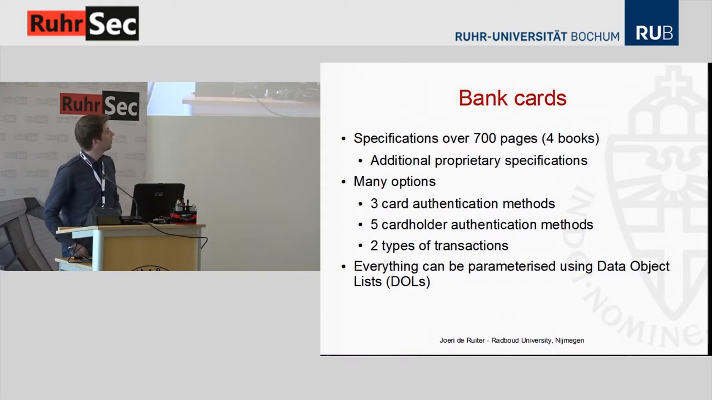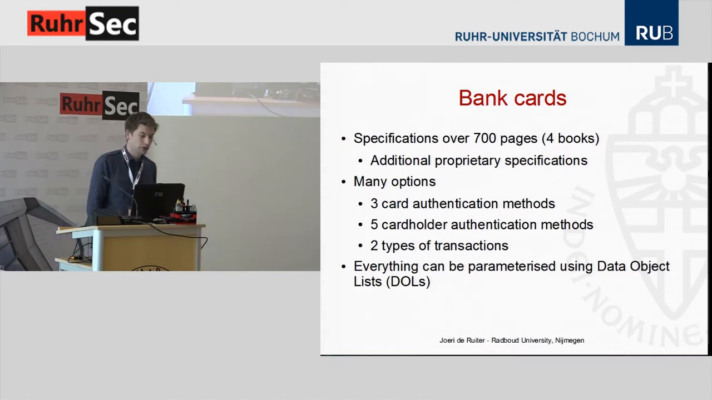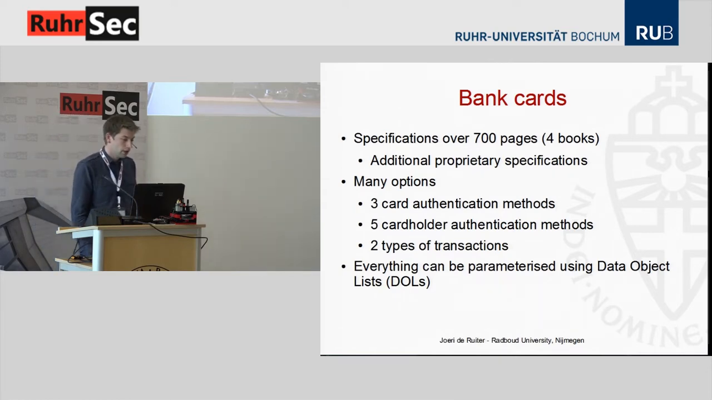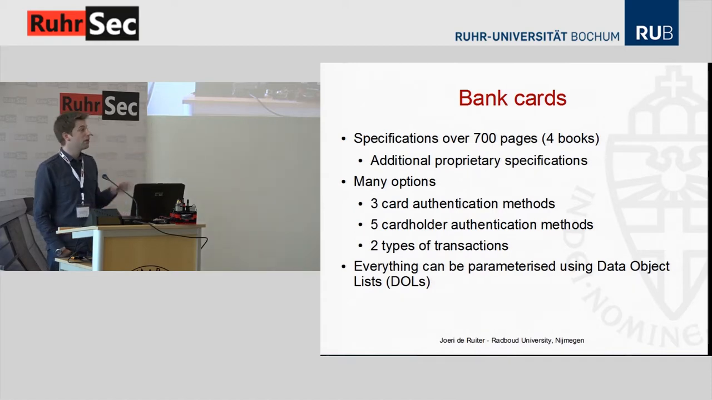As your regular industrial standard, I guess, it's quite extensive, has lots of options. The specifications are over 700 pages, divided over 4 books. And this is just a contact standard. If you want to look at the contactless standard, you get some 4 more books on top of that. Even if you have all of these specifications, you're still not there, because every payment provider has their own specifications built on top of this.